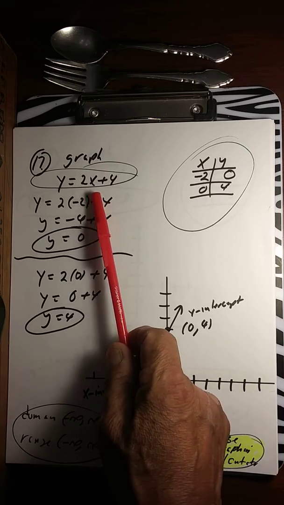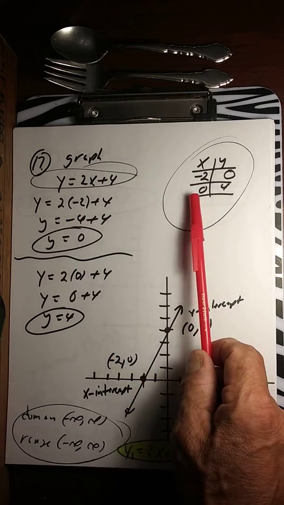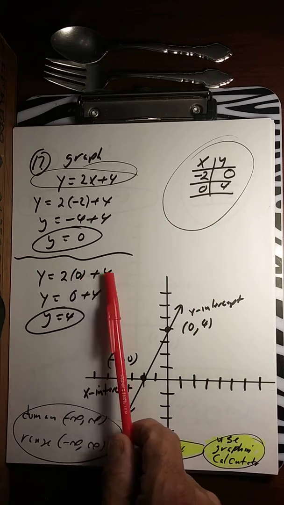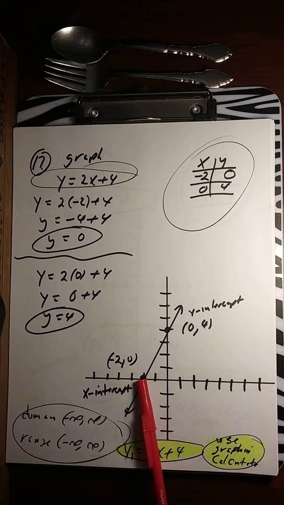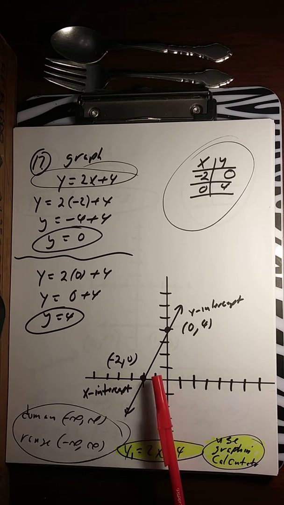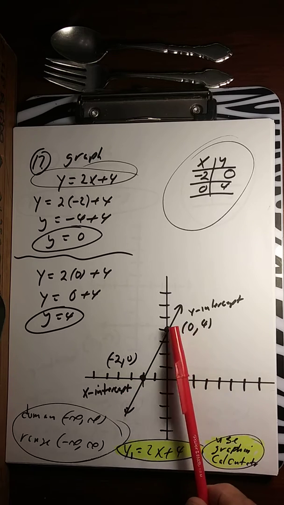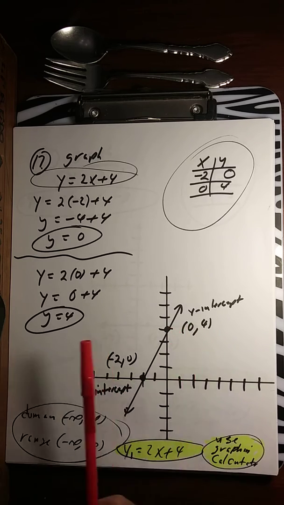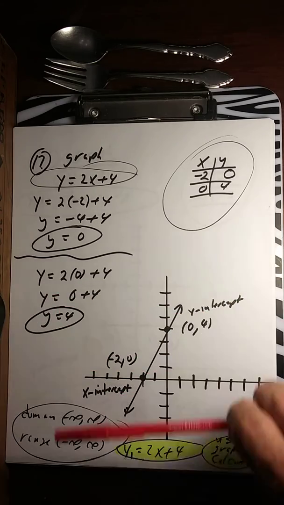Graph y equals 2x plus 4. Put a negative 2 in there. Negative 2 times 2 is negative 4, plus 4 is 0. Put a 0 in there. 2 times 0 is 0, plus 4 is 4. So we have -2, 0, and we have 0 and up 4 spaces. So this is the x-intercept and the y-intercept right there. Domain is negative infinity to infinity, and range is negative infinity to infinity also.